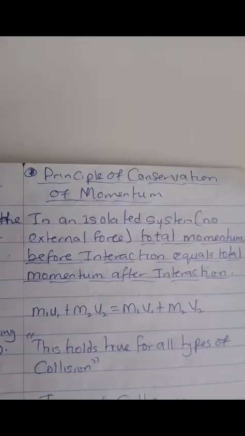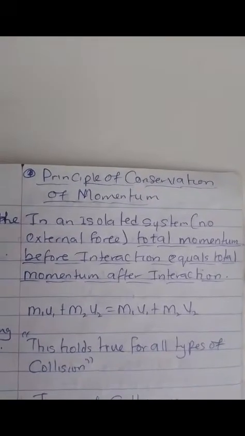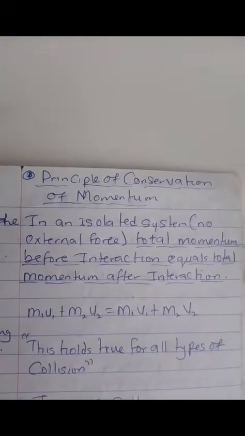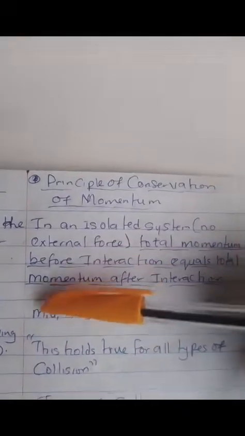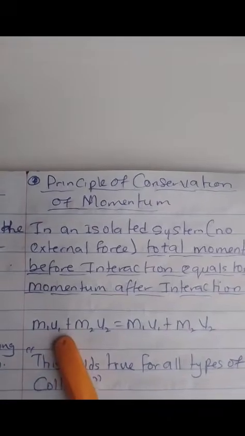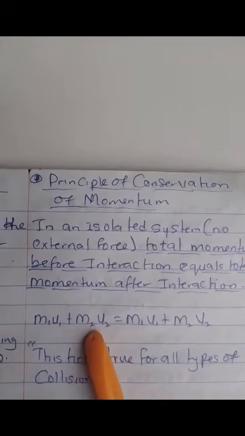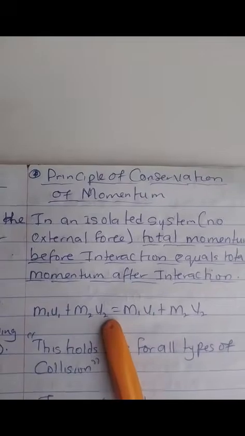Let's give an example. Maybe you hit a ball to the wall. Before you hit it, the ball is going with a momentum. When it hits the wall and bounces back, there is a change in momentum, but the total momentum before the interaction equals the momentum after. Having the formula, M1 is the mass of the ball and U1 is its initial velocity. M2 is the mass of the second body, so let's assume we hit two balls together, and u2 is the initial velocity of the second body.